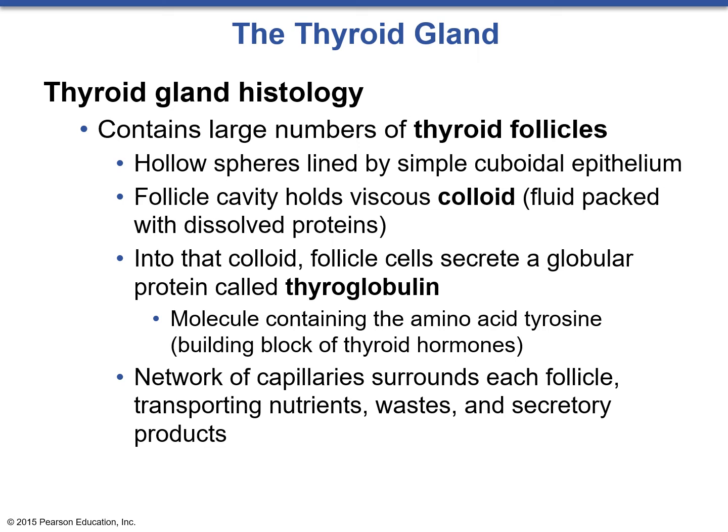So each one of these thyroid follicles is going to be packed with proteins that form the building blocks for the hormones that they make. A network of capillaries is also going to surround each follicle that helps to transport nutrients, wastes, and other secretory products.